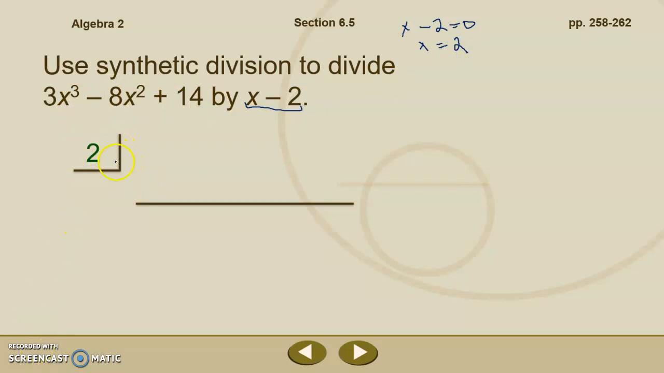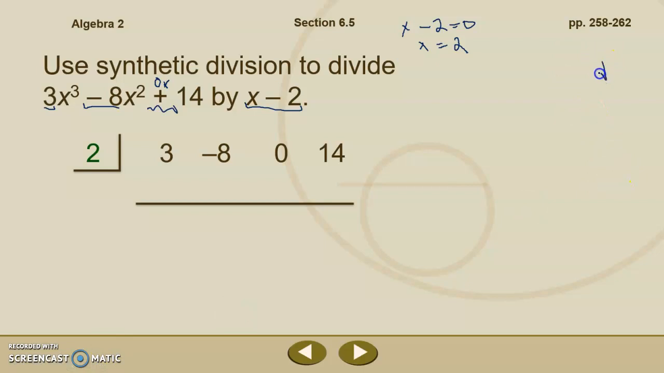Then out to the right of this little box, we're going to write the coefficients in front of each of our terms. We have a 3 in front of our x cubed term and negative 8 in front of our x squared term. We don't have an x term, so we've got to write that in, 0x. And then finally, our constant term, positive 14. So we're going to write 3, negative 8, 0, and 14.